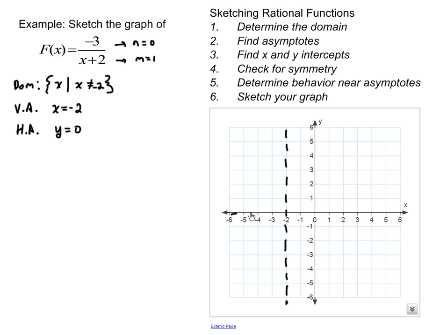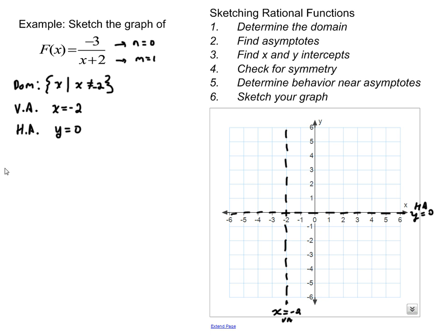So if I'm sketching my graph, I don't really have to dash in the horizontal axis, but I'm going to go ahead and do so anyway, just so I keep in mind this is where my horizontal asymptote will lie. And I'm going to label it. y equals 0 is my horizontal asymptote. x equals negative 2 is my vertical asymptote. I just want to keep those in mind.